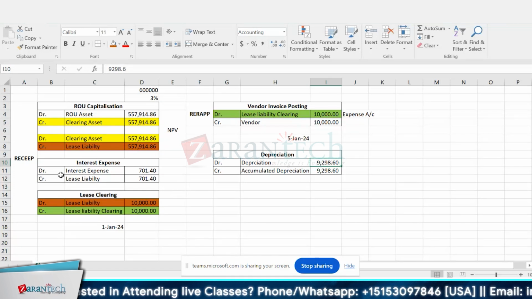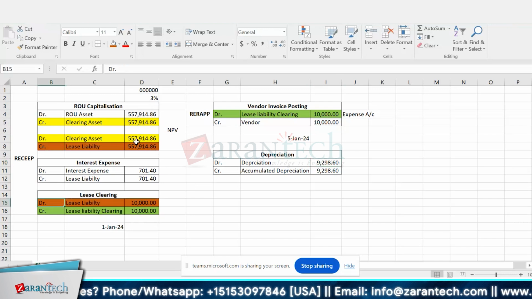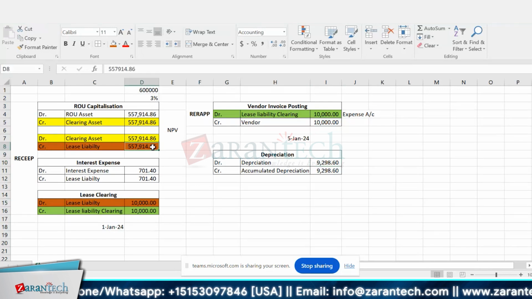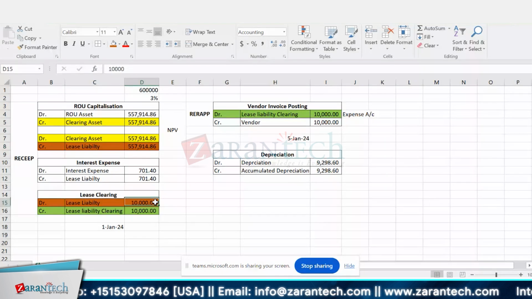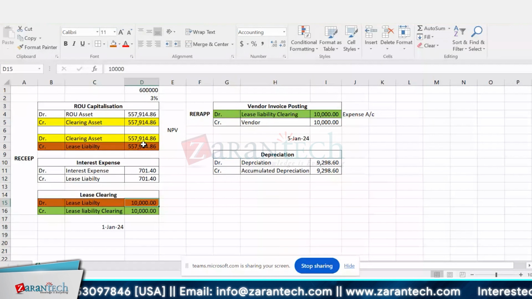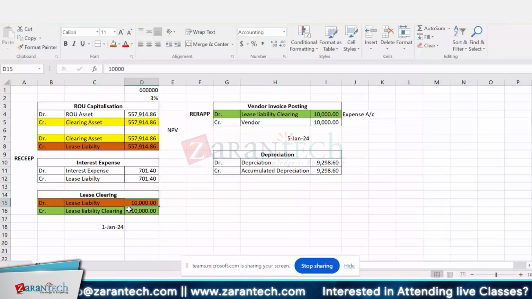Okay, so you mean to say at the last, the lease liability account will be zero, right? Correct. See now, this is debit and this is credit. So every month when we will be paying out, taking out this 10,000 amount, it will reduce the amount from 557,914 plus whatever amount it is adding over here. So it will reduce that amount, right? Yes, correct. I got your point.